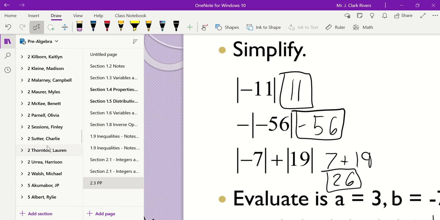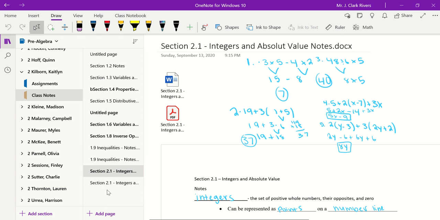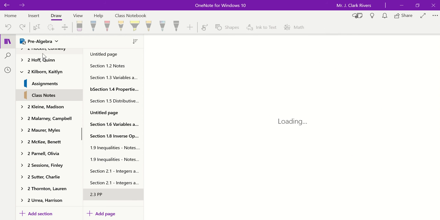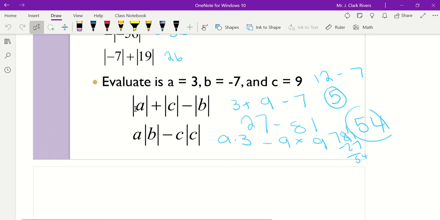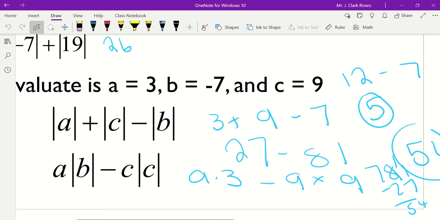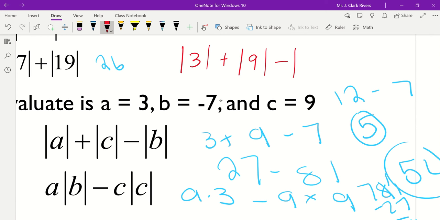Let's take a look here. If A is equal to 3, B is equal to negative 7, and C is equal to 9, let's evaluate this. Okay, I want you to show your substitution. So I need to see this step. Absolute value of A. Well, A is 3, right? Plus absolute value of C, right here. C is 9. Minus absolute value of B. B is negative 7. So it should look like that. I need to see that step in there.